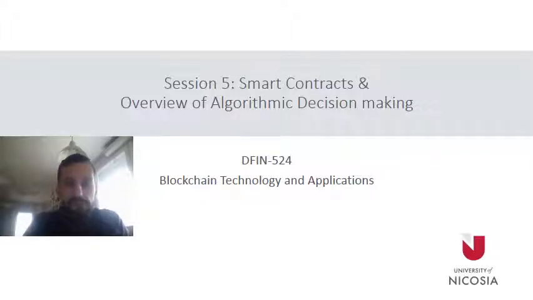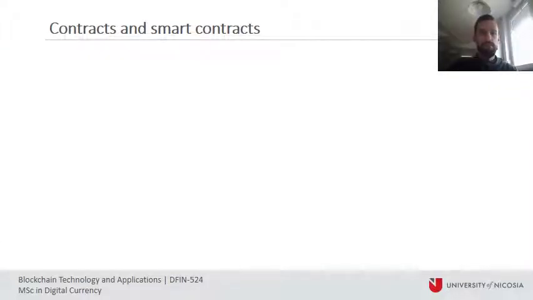This is session 5, Smart Contracts and an overview of algorithmic decision making. This is an introductory video for session 5. In this session, we will talk about smart contracts and the developments in the space of linking them with our physical lives.